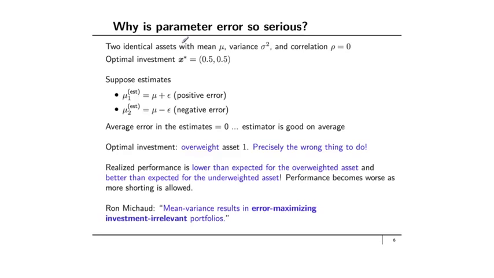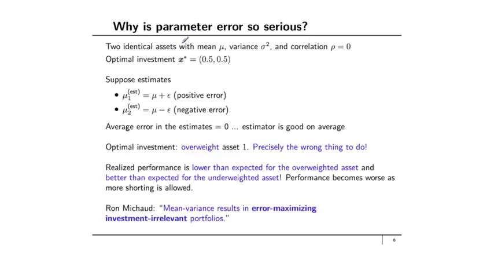Suppose I have 2 identical assets with mean mu and variance sigma squared and correlation equal to 0. Then the optimal investment for these 2 assets would be to take half a position in asset 1 and a half a position in asset 2. That's what would give you the least volatility.